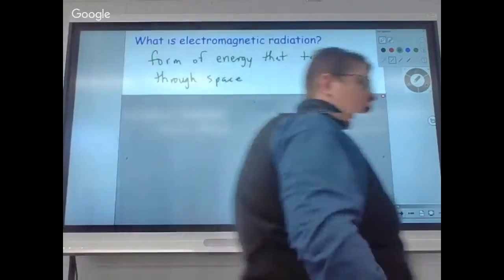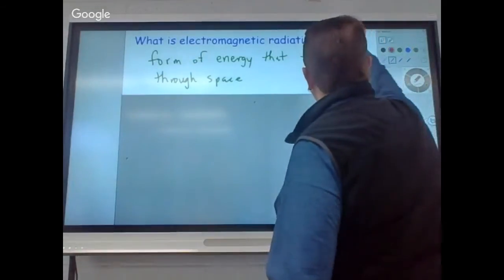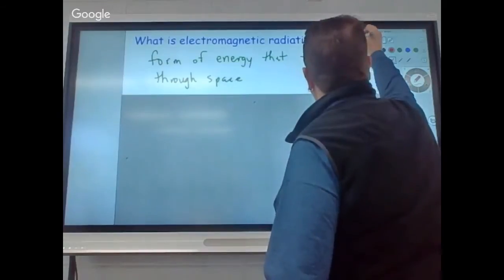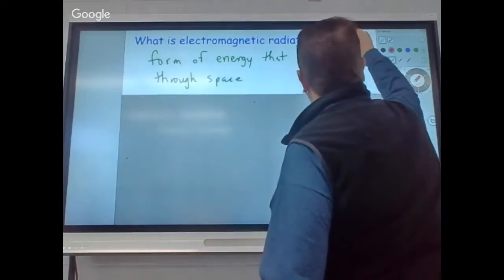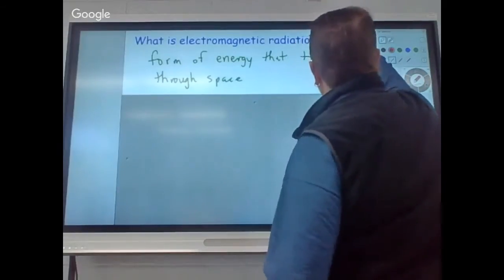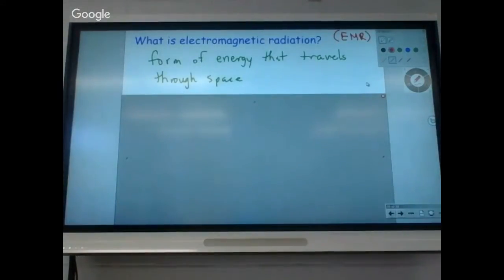Okay, so we're going to talk about electromagnetic radiation. We can abbreviate this EMR if you would like to, just to make it a little shorter on our writing. Okay? EMR is electromagnetic radiation. But basically, it's a form of energy. And it travels through space. Now, if it travels through space, does it need a medium? No. So these things can come from the sun.